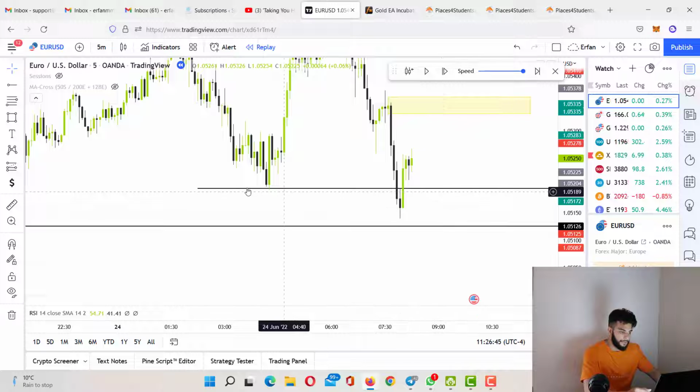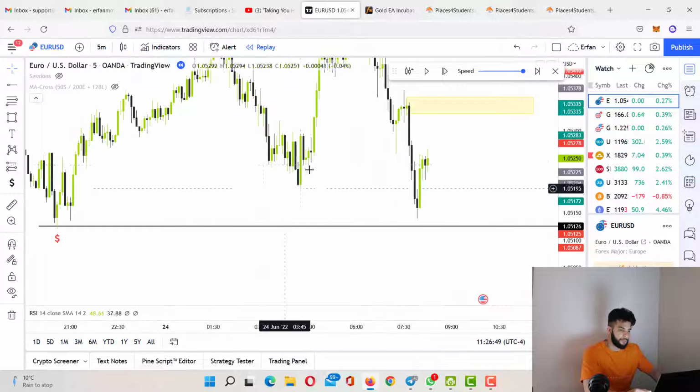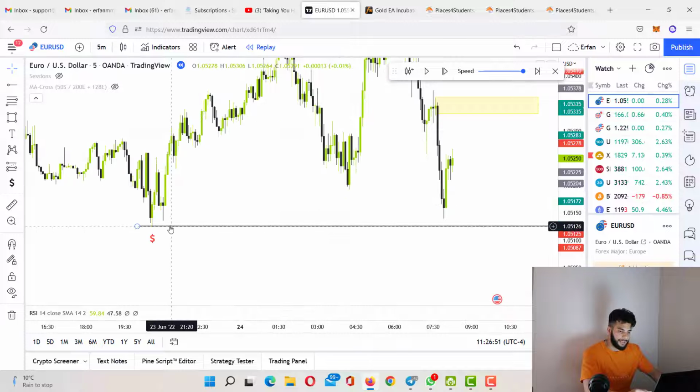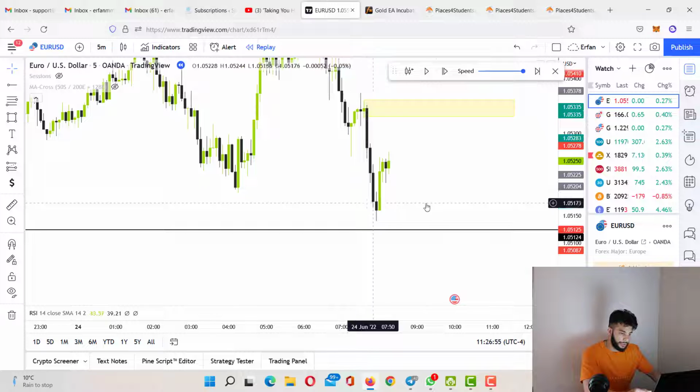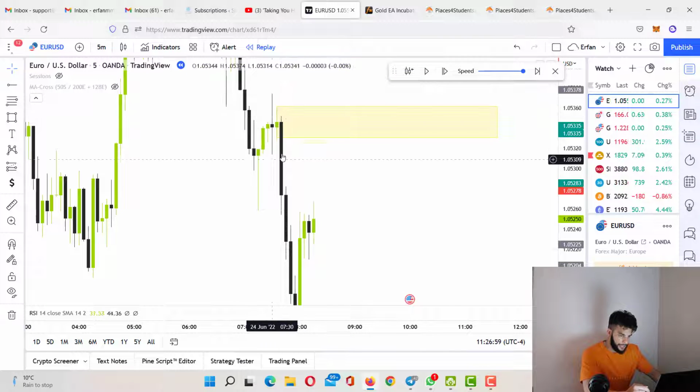So this one is already grabbed because, as you can see, the price is already broken below this level. So I'm going to remove this one, and then the same as here, as you can see, there's a bunch of liquidity sitting around here as well. So it could be the next target, and also we have a high probability supply zone here.